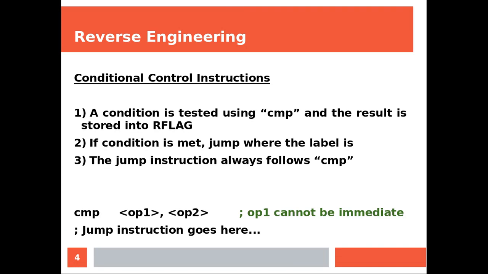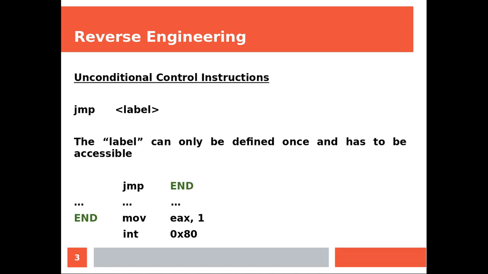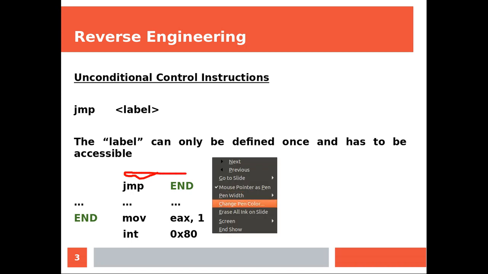Conditional control instructions. A condition is tested using CMP, which stands for compare, and the result is stored into our flag. So basically, you're going to have a CMP instruction before the jump, and the jump is going to be executed according to the result of the CMP, right?